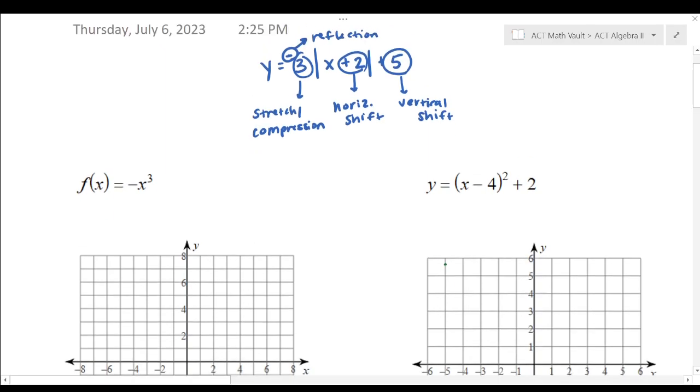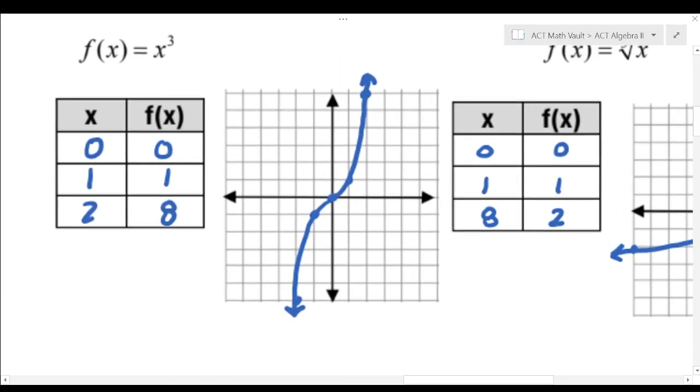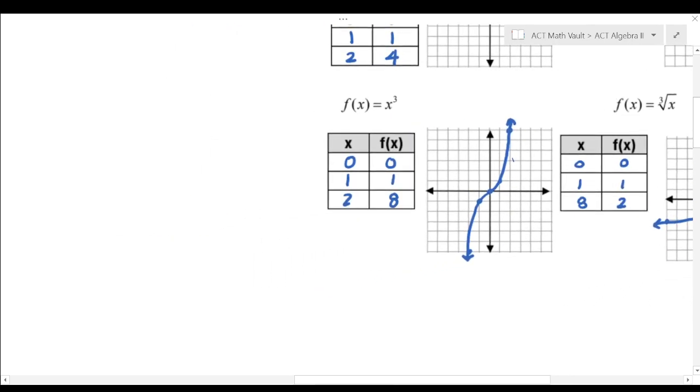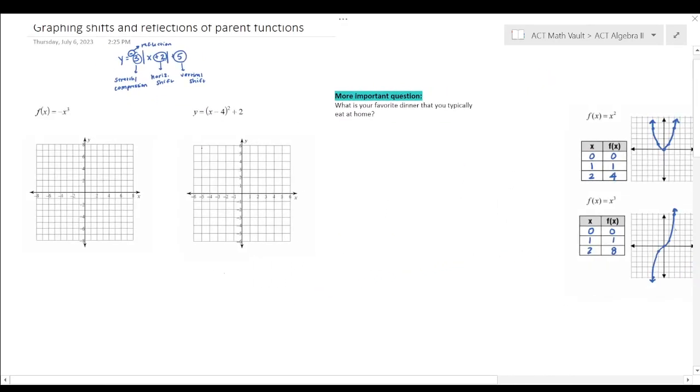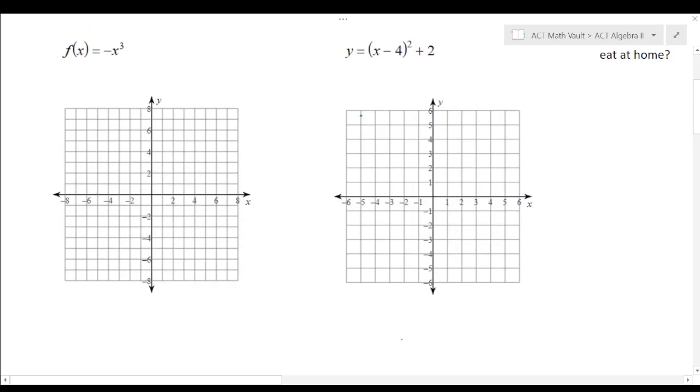If it's x cubed, remember that's that snake-like version, but this is the positive x to the third. If we have negative, then that would change all of the y's to be negative. So let's say we have x, y, and if you plug in 0, instead of y, we'll call it x to the third.